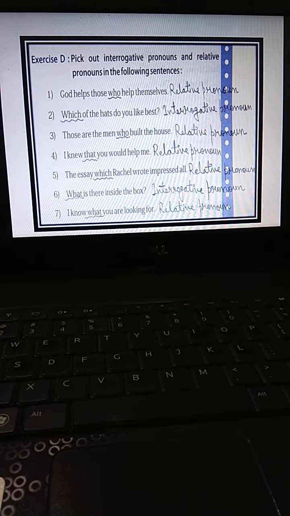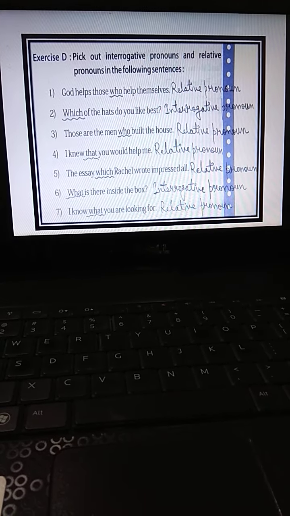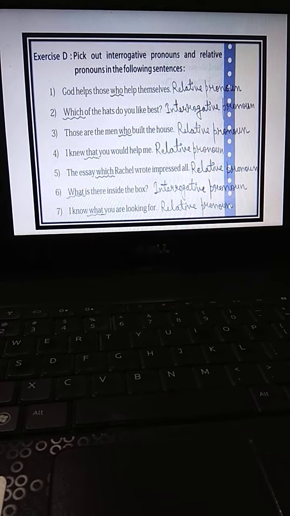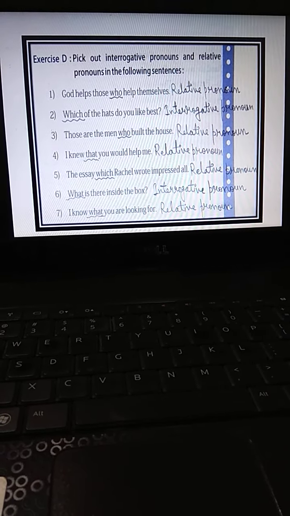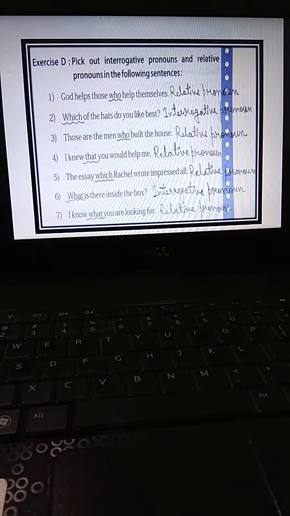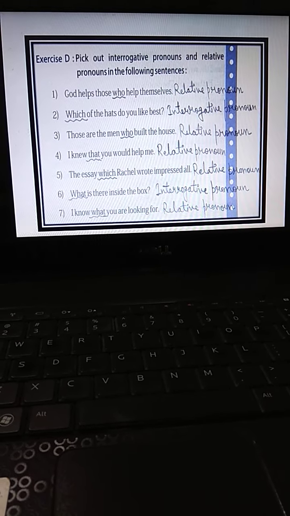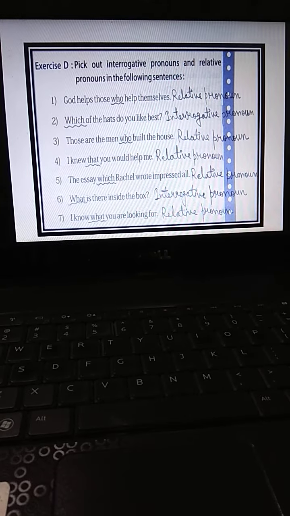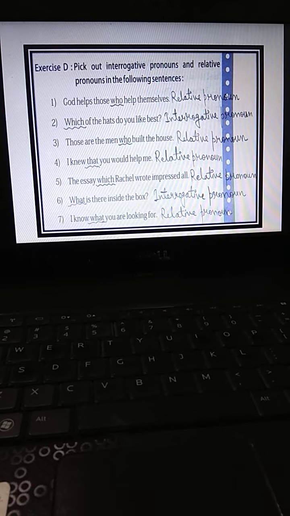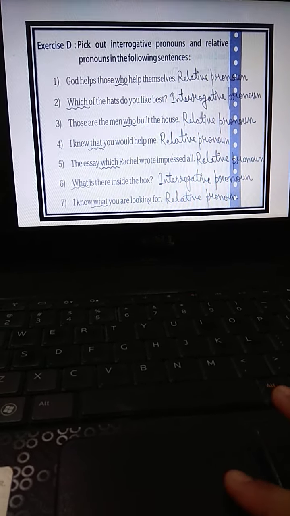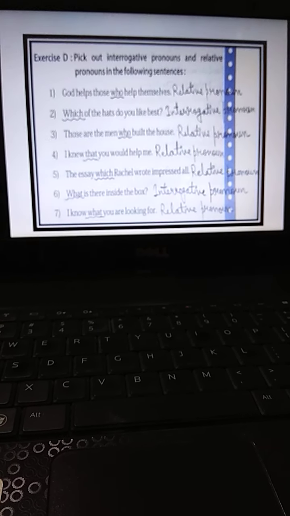3. Those are the men who built the house. Who, relative pronoun. 4. I knew that you would help me. That, relative pronoun. 5. The essay which Rachel wrote impressed all. Which, relative pronoun. 6. What is there inside the box? What, interrogative pronoun. 7. I know what you are looking for. What, relative pronoun. So, the exercise portion is complete.